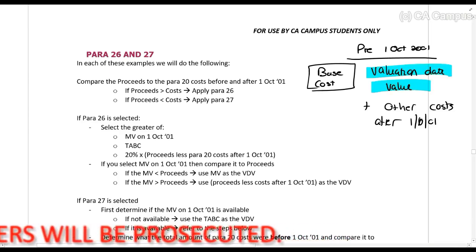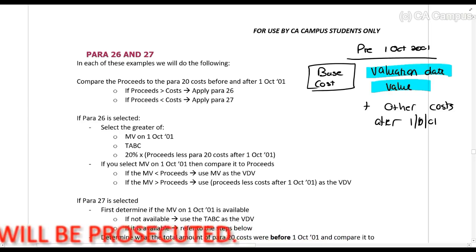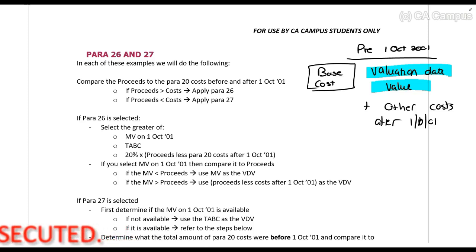Now I'm just warning you guys again. What we are going to be doing here, first up, this is for assets before the 1st of October 2001. If you look at what the current year is, this is very long ago. So this is not as common as it used to be.